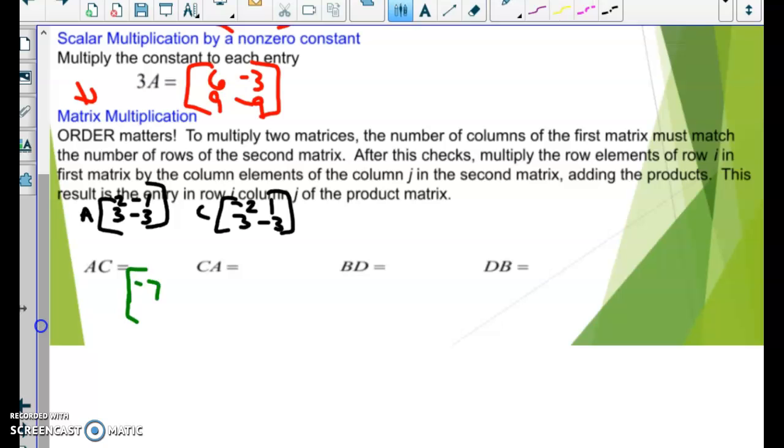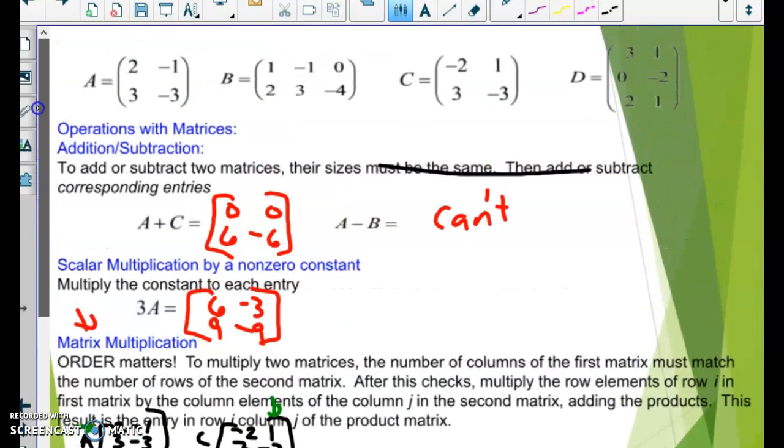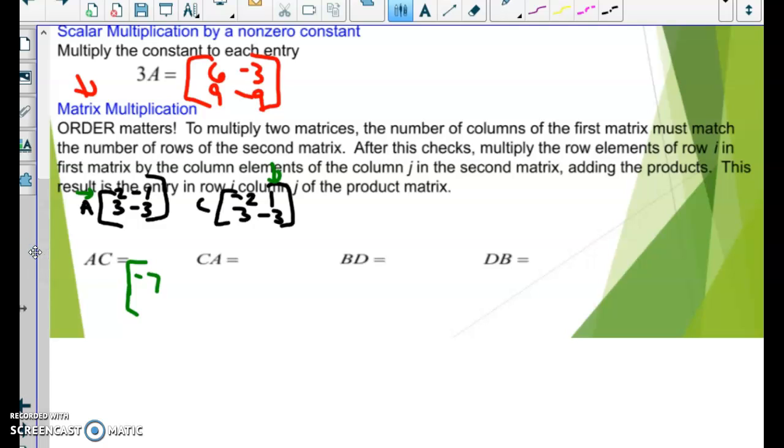Then to get this element, we would take the first row times the second column, because the position of this element is row 1, column 2. So you're taking row 1 times column 2 to get it. So let's do that. I get 2 times 1 is 2. Negative 1 times negative 3 is 3. So for the second element, I get 5.